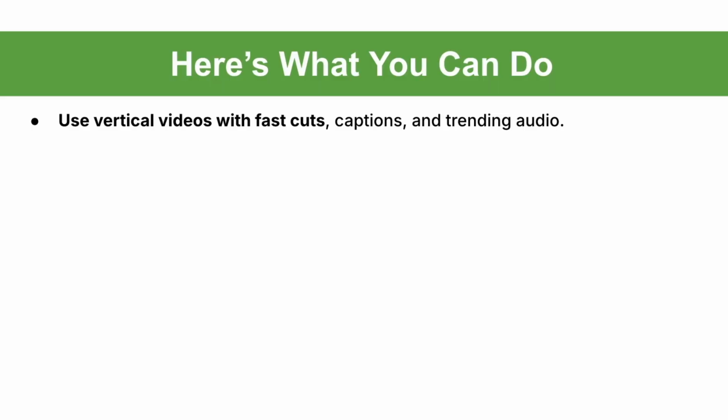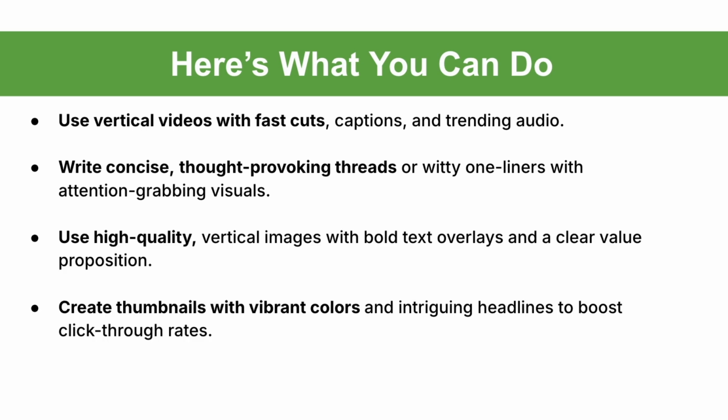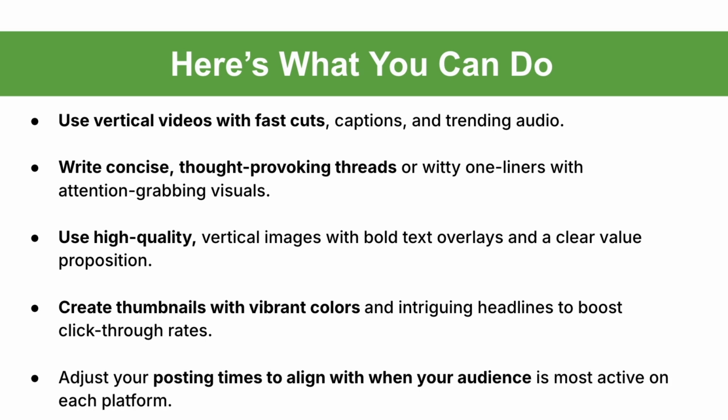So you can use vertical videos for fast cuts, captions, trending audio, write concise, thought-provoking threads, use high-quality vertical images, create thumbnails for vibrant colors, and you can adjust your posting times to align with your audience. So if your audience is mainly in the US, odds are you're going to want to post during times when people are awake. Same thing with like, when are people at home? Like, is it after work, or are more people digesting your content while they're at work? So do you want to post more during business hours?